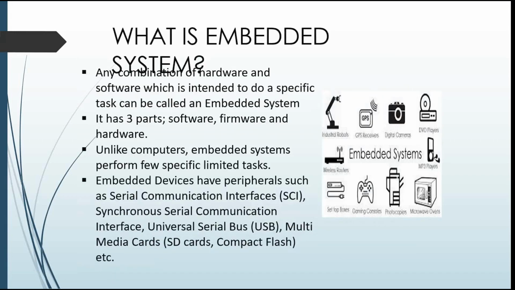So what is an embedded system? An embedded system is the combination of hardware and software which is intended to do a specific task. The embedded system consists of three parts: software, firmware, and hardware. Unlike a computer, an embedded system can only perform a specific task. Embedded system peripherals are such as serial communication interface, synchronous serial communication interface, universal serial bus, multimedia cards, etc.